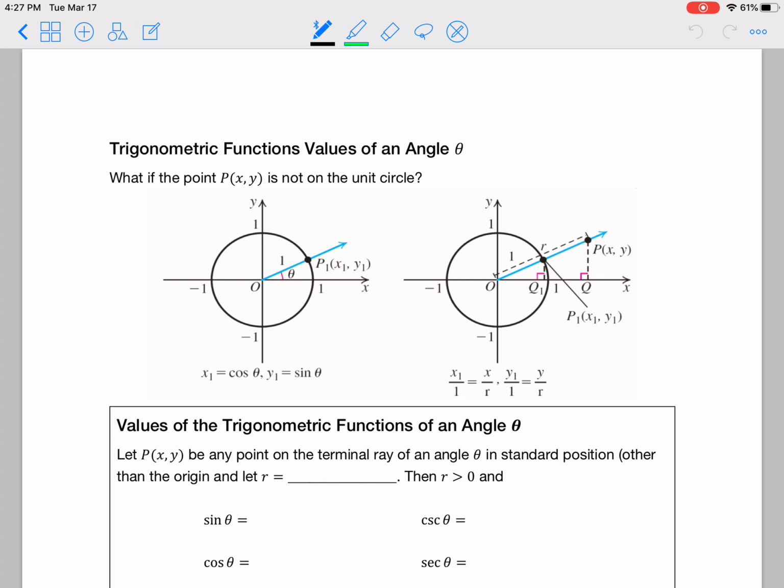So here we've got trigonometric function values of an angle theta. Values of trigonometric functions at an angle theta, we're going to start working that.